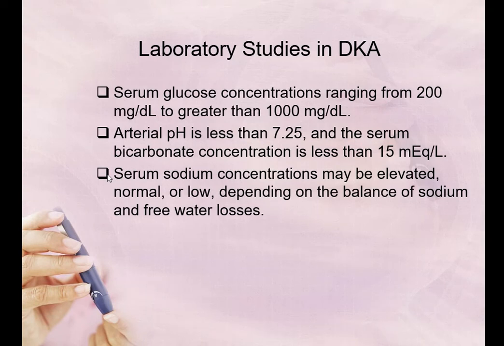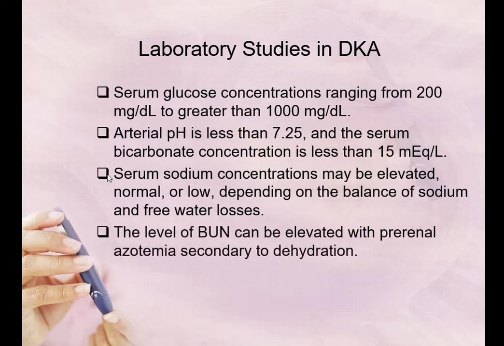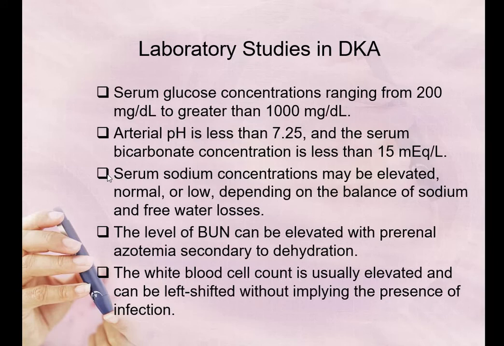Serum sodium concentration may be elevated, normal, or low, depending on the balance of sodium and free water losses. The level of urea nitrogen can be elevated with pre-renal azotemia secondary to dehydration. The white blood cell count is usually elevated and can be left shifted without implying the presence of infection.